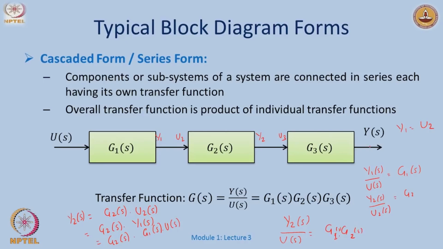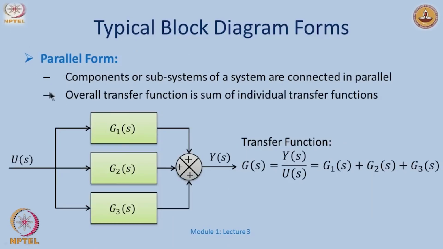Similarly, I could do the third cascade. So, I will get the overall Y divided by the overall U as just G1 times G2 times G3. Okay. So, this is what I call the series interconnection, in which case the transfer functions just multiply. Similarly, I can also have components interconnected in parallel, and then, what would be the overall Y(s) over U(s)?